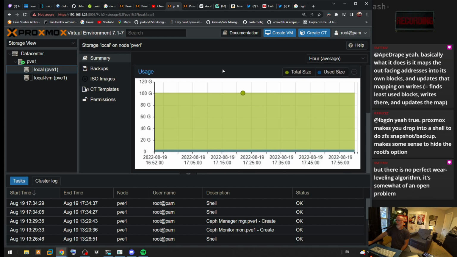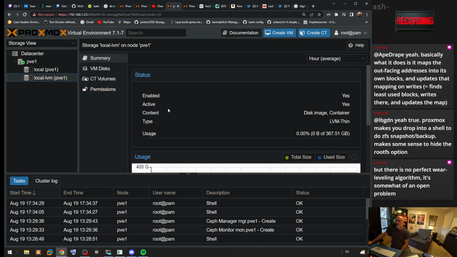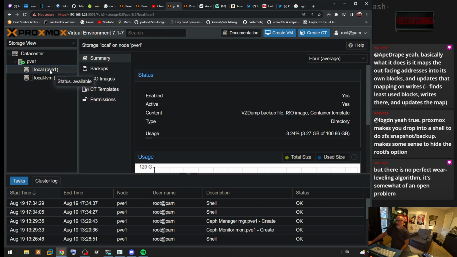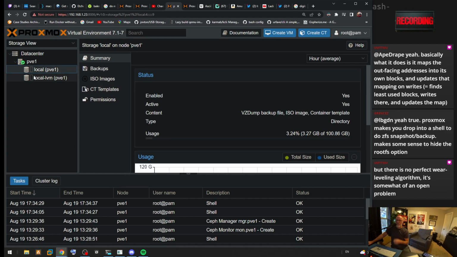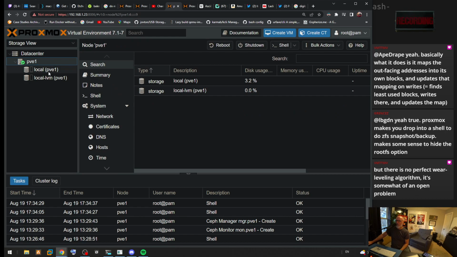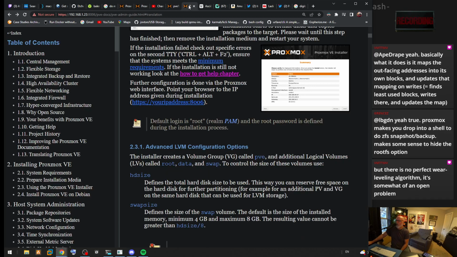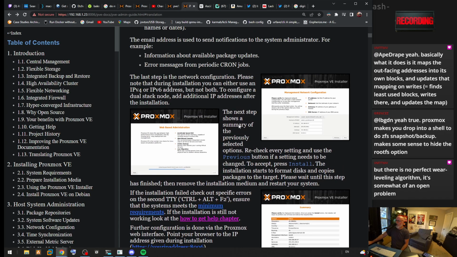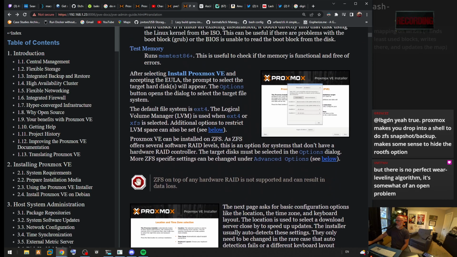Backups, PVE1. Okay, I'm learning something here. So in the PVE, there's two volume groups, it looks like. There's storage local. Okay. I'm rereading the docs because I remember it saying something about this. So it creates 2 storage sections on the thing.